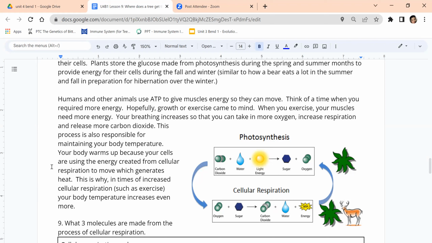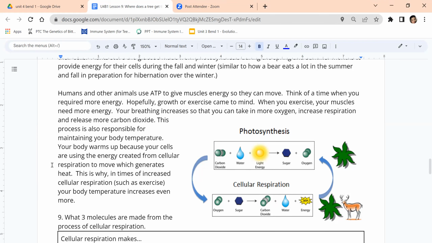Your body warms up because your cells are using the energy created from cellular respiration in order to move when we exercise. And this generates heat. And this is why in times of increased cellular respiration, like when we're exercising, our body temperature increases even more.